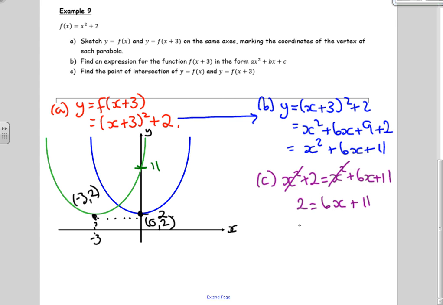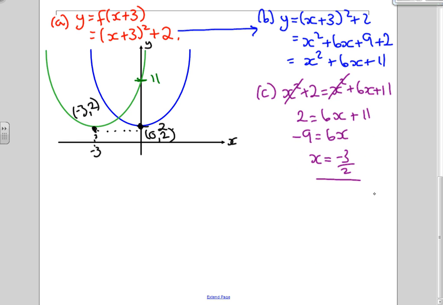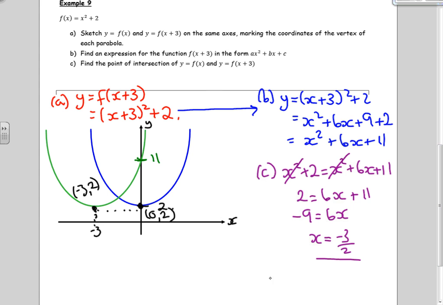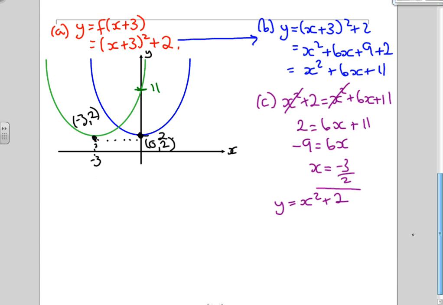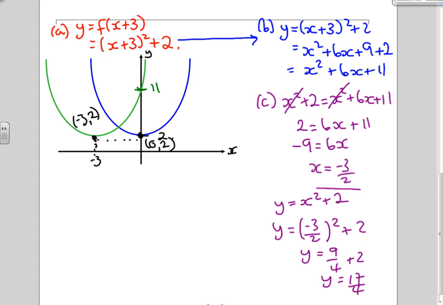Taking my 11 over to the other side gives me minus 9 equals 6x. So that means that x is equal to minus 3 over 2. So I have my x coordinate of the point of intersection. Now all I have to do is find my y coordinate, but of course y equals x squared plus 2, which means that y equals minus 3 over 2 squared plus 2, which means that y equals 9 over 4 plus 2, so y will be equal to 17 over 4.